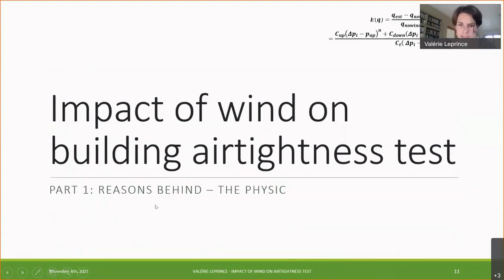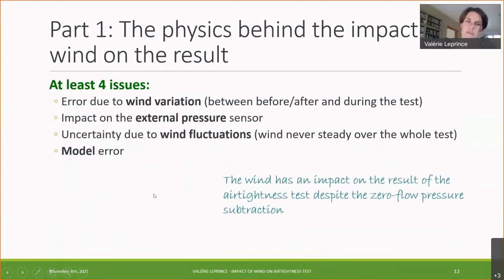So first of all, the physics. What is very important to keep in mind is that the wind has an impact on the result of the air tightness test despite the zero flow pressure subtraction. Because in too many cases, people think that as far as we deduct the zero flow pressure measurements, then we remove the impact of wind. This is not true, for 4 reasons.